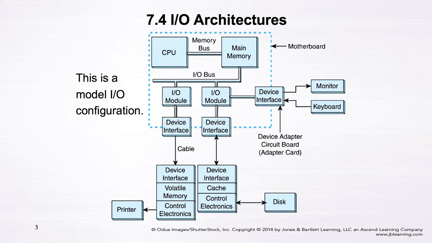So here is the general architecture of the I/O system. We can see that the CPU connects to the main memory, and then from main memory we have the I/O buses right here. From the bus we can have different I/O modules. For example, this module is going to connect to a printer. This I/O module has the device interface, and that connects to the disk. And also we have another I/O module that has different devices connected to the monitor or keyboard system.